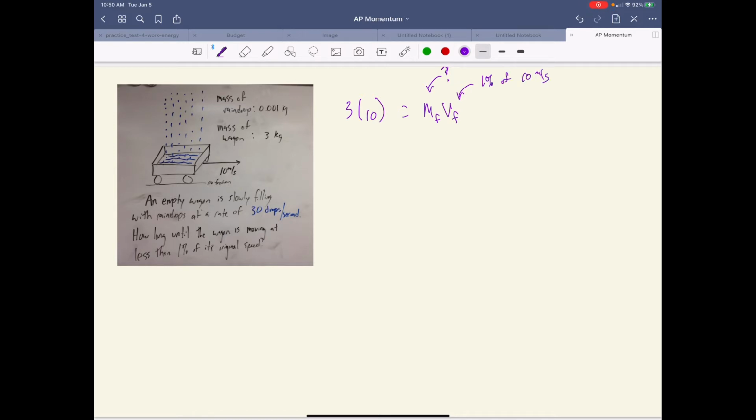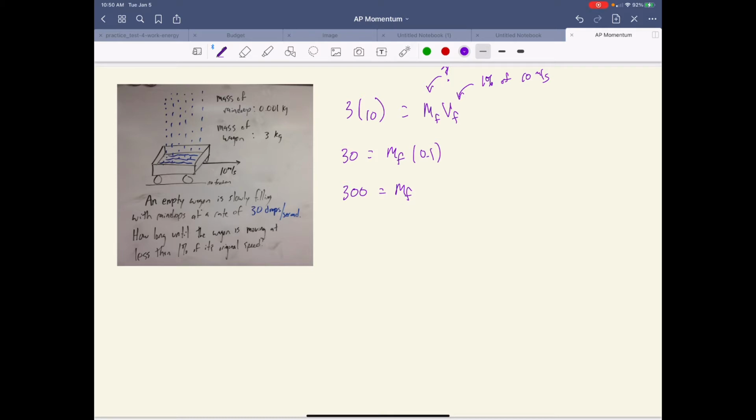So I'm just going to rewrite this now as 30 equals this unknown final mass times... What's 1% of 10? 0.1. Okay. So the final mass has to be 300 kilograms. So when the mass is 300 kilograms, then we're right at 1% of its original speed.